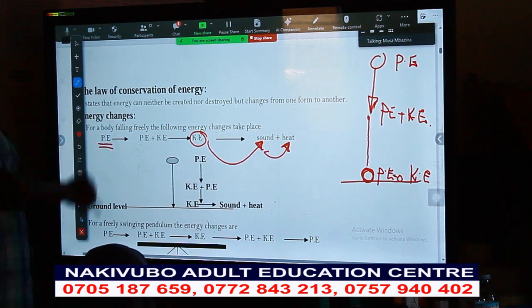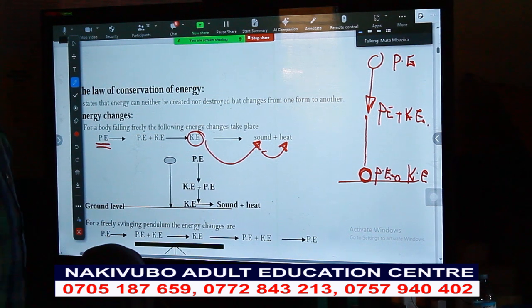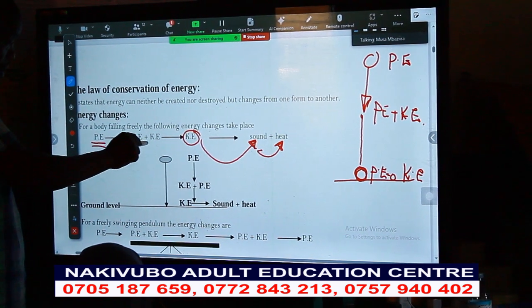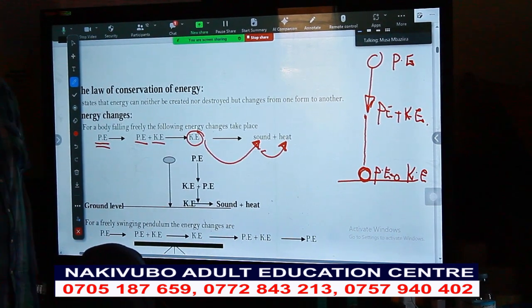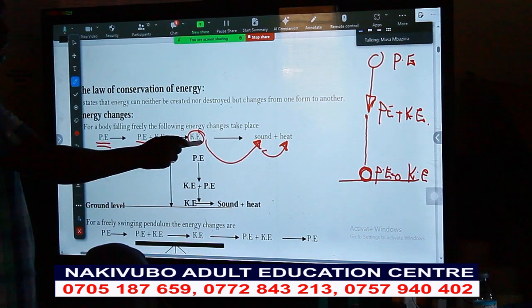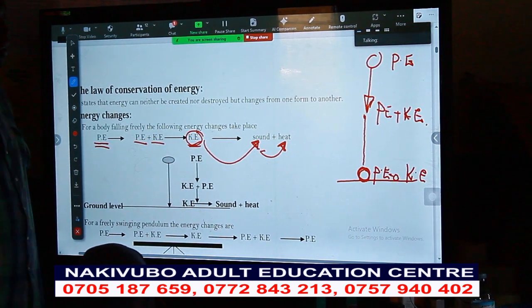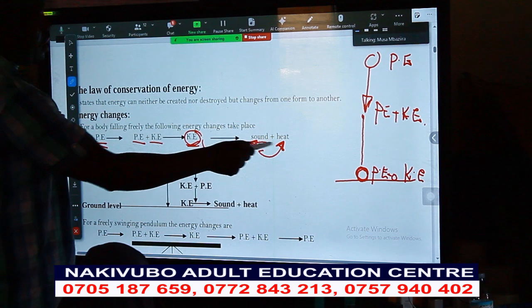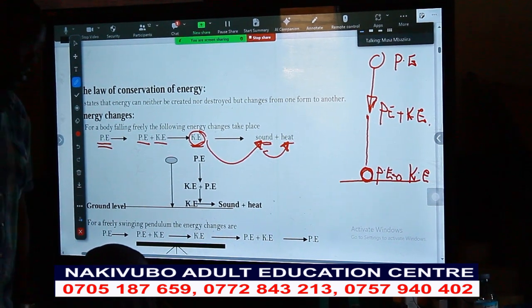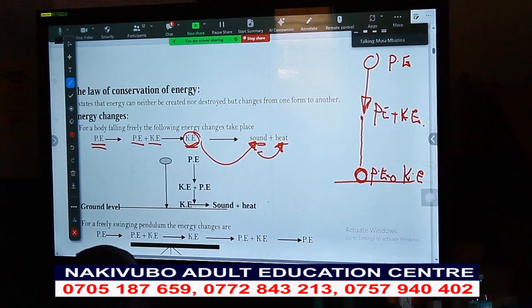Initially, it was potential energy only. When it is falling, you have potential and kinetic. When it hits the ground, it has only kinetic. And then later, it becomes sound and heat. That is the energy conversion which occurs.